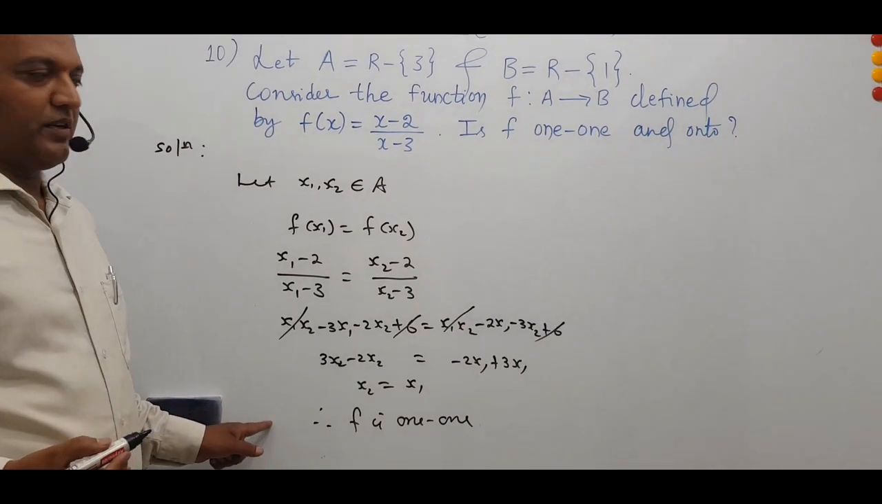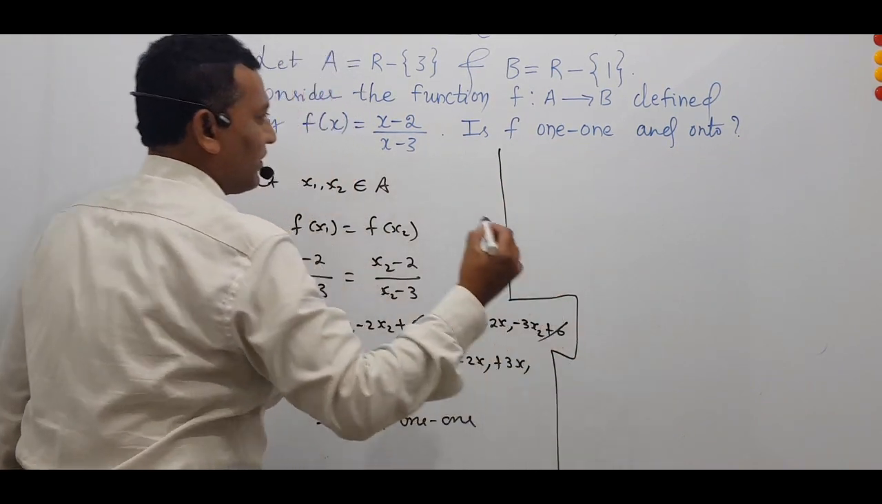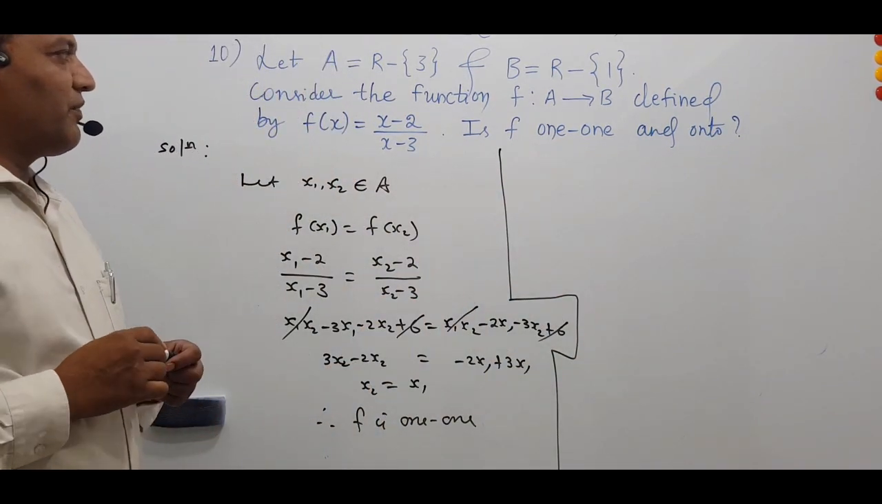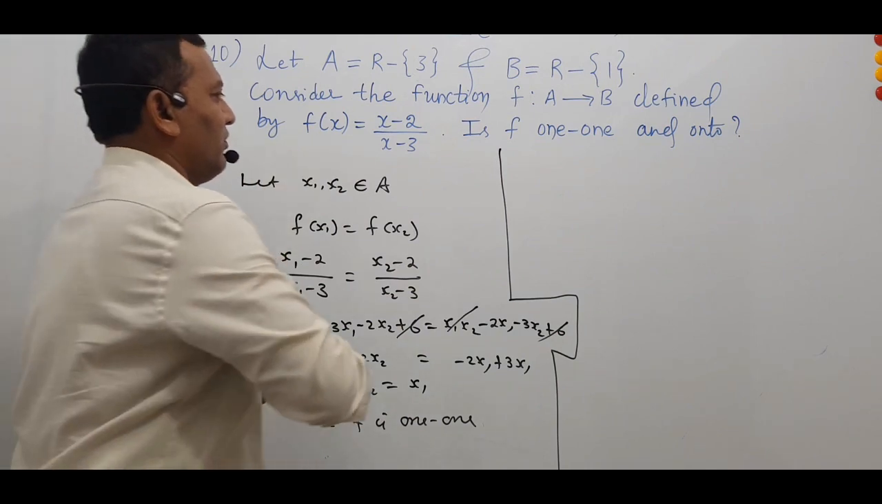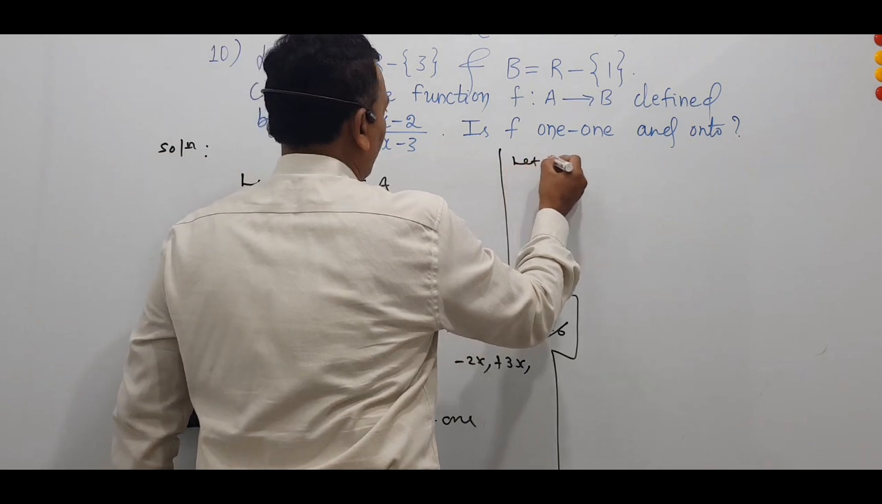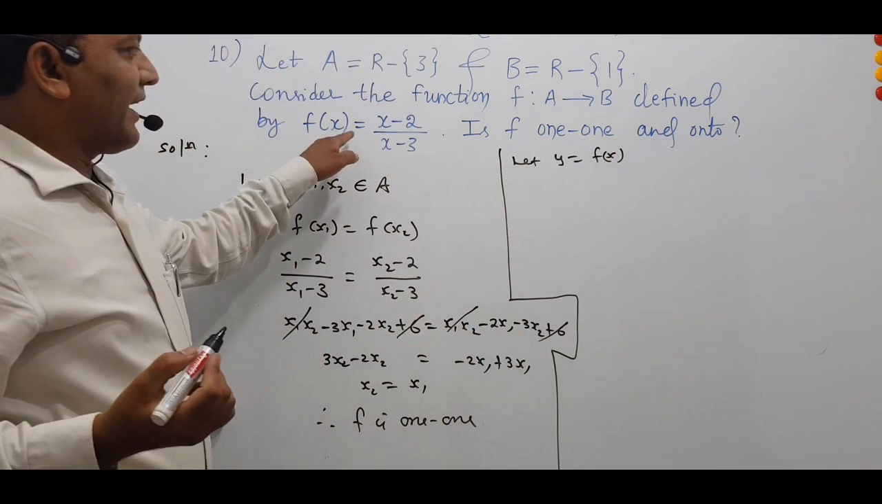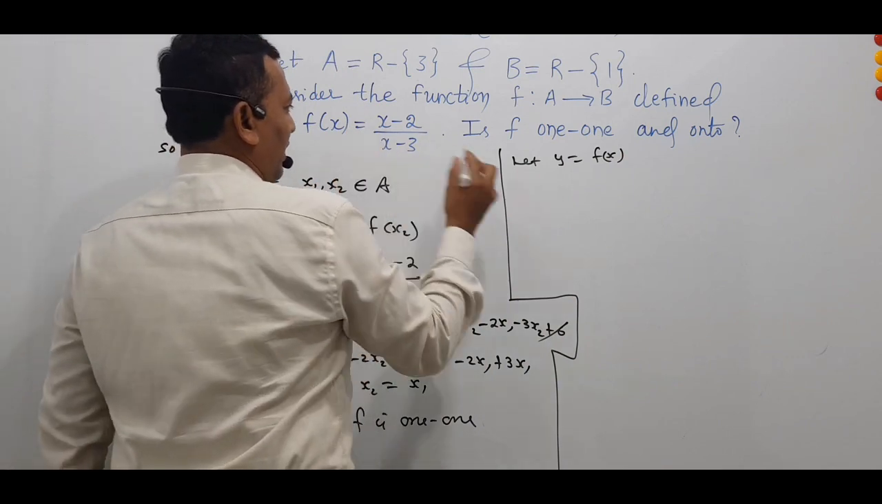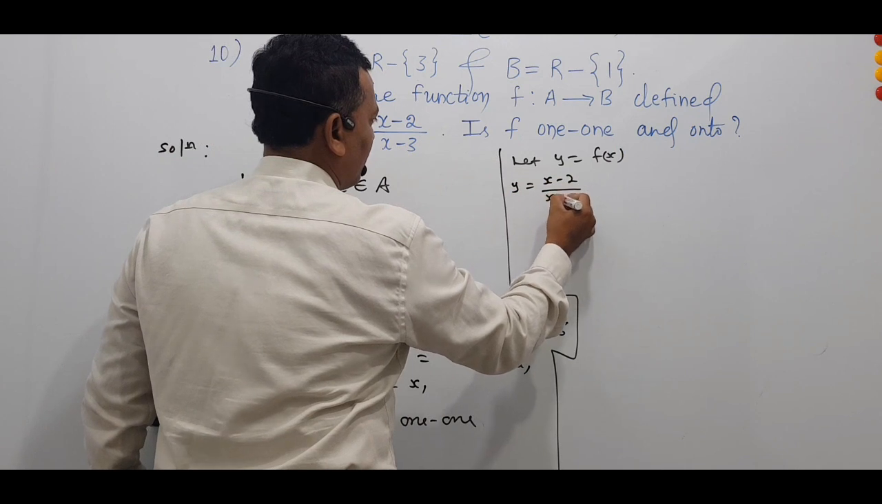We have proved the first part. Now we'll go to the second one. So now you have to verify whether it is onto. For verifying onto, we'll just assume let y = f(x). Now we have to make x the subject. Therefore, I'll write y = (x - 2)/(x - 3).